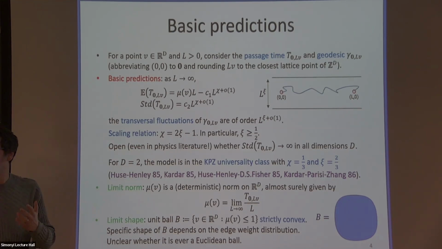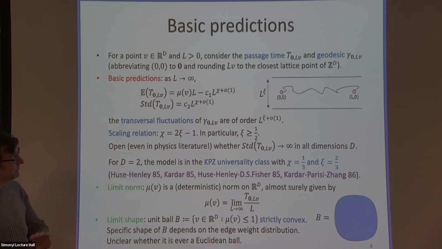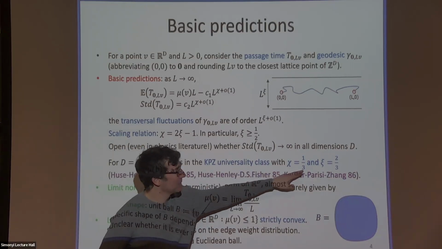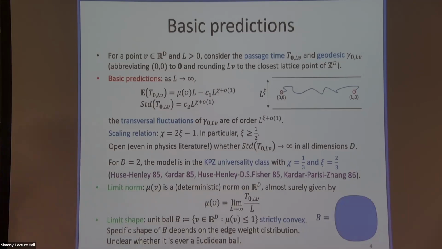We don't know, except in 2 dimensions. If you are in 2 dimensions, then there is something called the KPZ universality class, which predicts for us that the length fluctuation exponent is 1/3 and the height fluctuation exponent is 2/3. This is a prediction, not justified in this model. And in any other dimensions, we don't know.